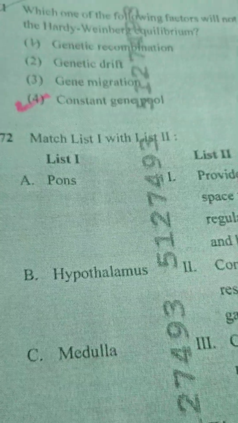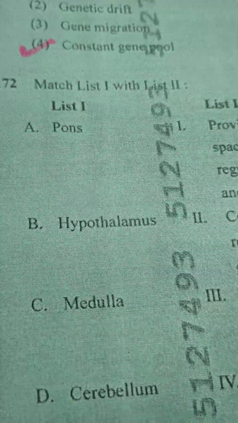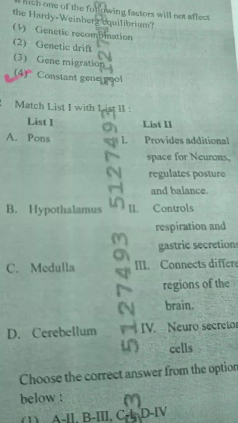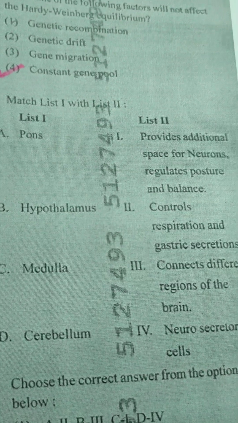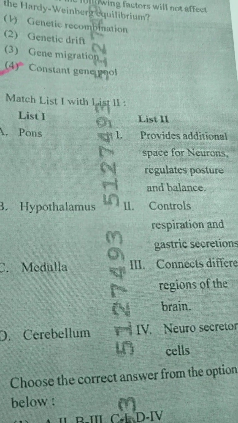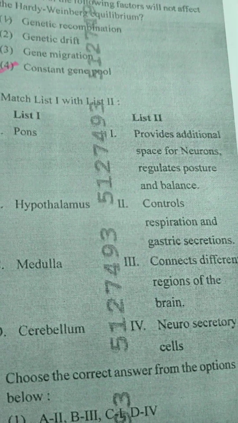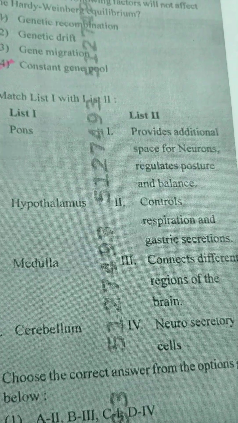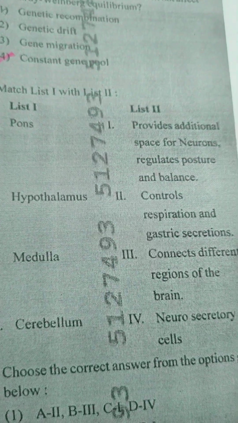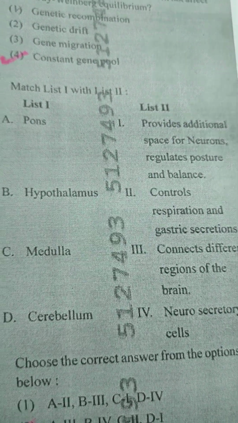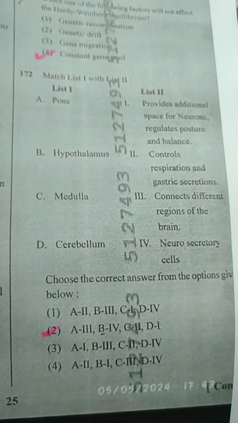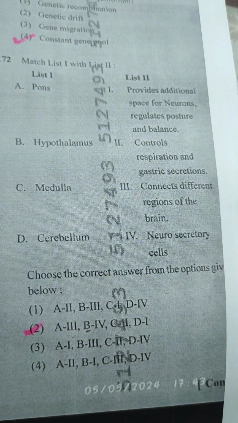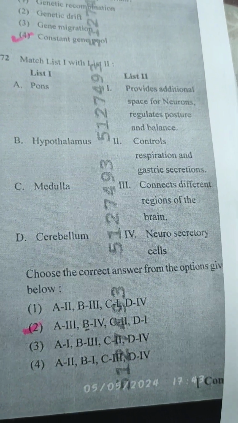172 question. List 1: A. Pons, B. Hypothalamus, C. Medulla, D. Cerebellum. List 2: 1. Provides additional space for neurons, regulates posture and balance. 2. Controls respiration and gastric secretions. 3. Connects different regions of brain. And 4 is neurosecretory cells. Correct answer is 2: A3, B4, C2 and D1.